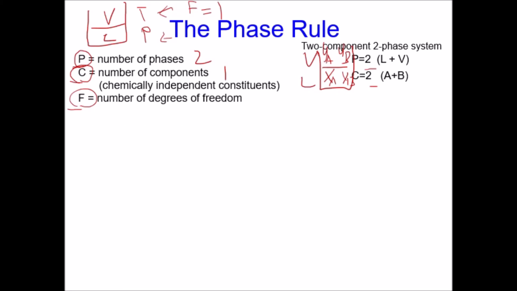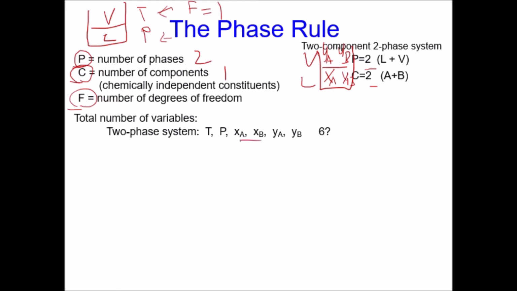In this case, the total number of variables that can change are temperature, pressure, mole fractions of A and B in the liquid phase, and mole fractions of A and B in the gas phase. Total is 6. Are they independent? Well, there are mathematical equations relating them, and the two simple equations are: mole fractions in the liquid phase add together to 1, and mole fractions in the gas phase add together to 1.